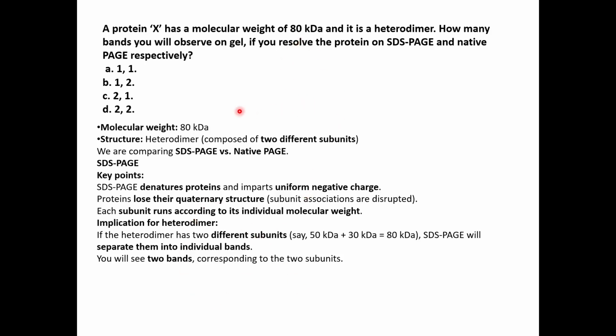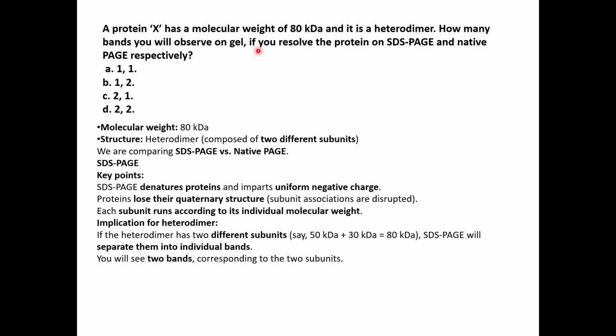So next is a problem. Protein X has a molecular weight of 80 kilodalton and it is a heterodimer. So how many bands will you observe on a gel if you resolve the protein on SDS and native PAGE separately? It's a heterodimer, that means it has two different monomers, and it is 80 kilodalton. So in SDS PAGE, what happens is the protein gets denatured and it will lose its heterodimer form, that is the quaternary structure. So the subunit associations are disrupted. So each subunit will run according to its individual molecular weight.